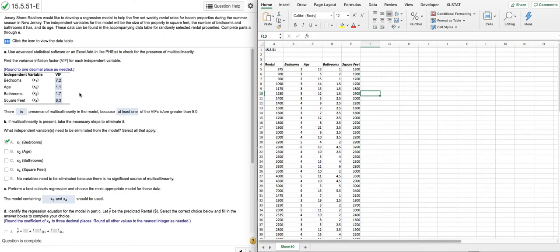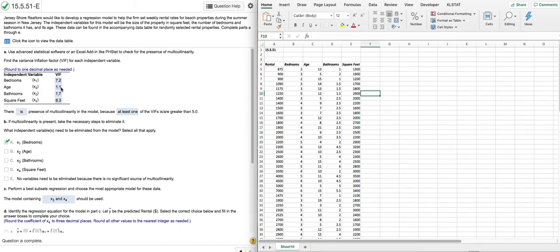Basically, what we have to do to get the VIF is run a regression with each of these independent variables taking turns as the dependent variable, with the other 3 being the independent variables. So we basically forget about the dependent variable for now in the problem. We start with bedrooms, we make that the dependent variable, we make the other 3 independent variables. We get the R squared for that regression, we plug that into the formula, 1 over 1 minus R squared. That gives us our VIF.